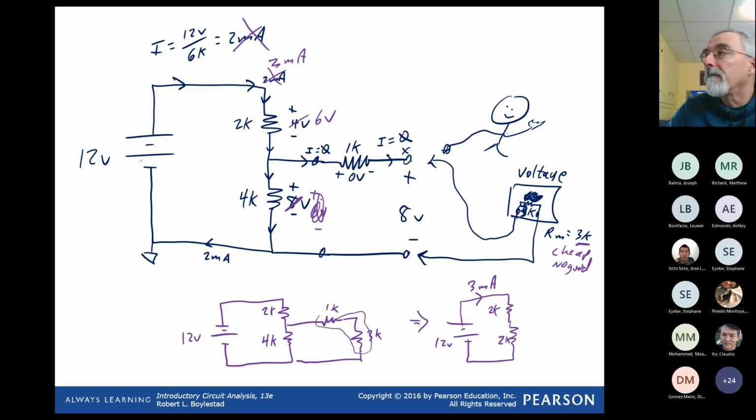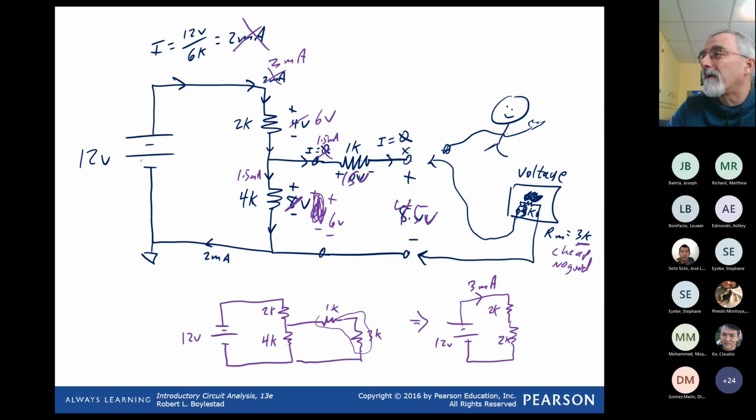Or does it? Wait a minute. Yeah, it does. It has to. That becomes 6 volts. And 6 volts divided by 4K means that I've got 1.5 milliamps here. This becomes 1.5 milliamps. And so I end up with 1.5 volts here. And this becomes 4.5 volts.